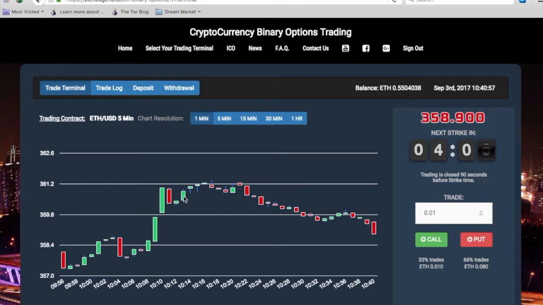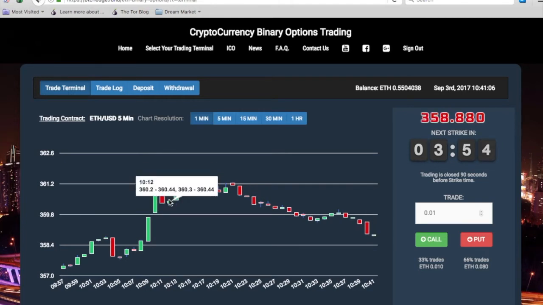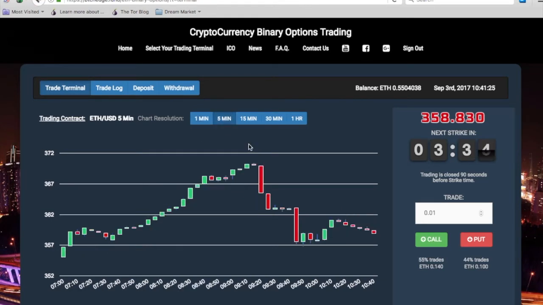If we switch to 5 minutes, and I strongly recommend to trade 5-minute contracts on 5-minute charts, that means that every bar or every candlestick is 5 minutes. Similarly, on 1 hour or 15 minutes or 30-minute chart, one bar represents that time. So a little bit more about the charts.